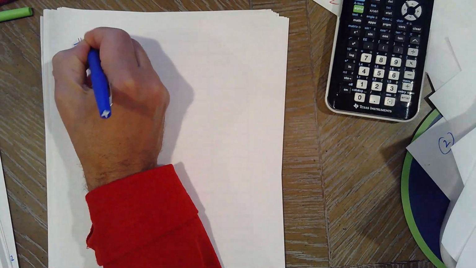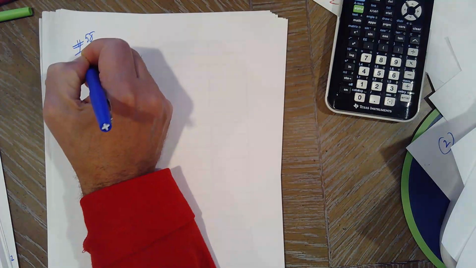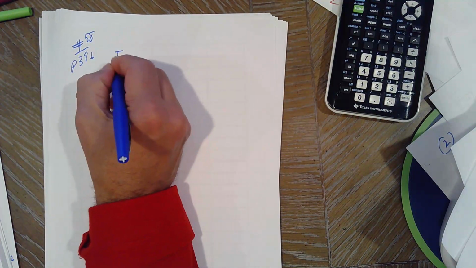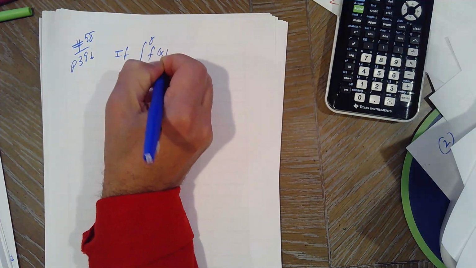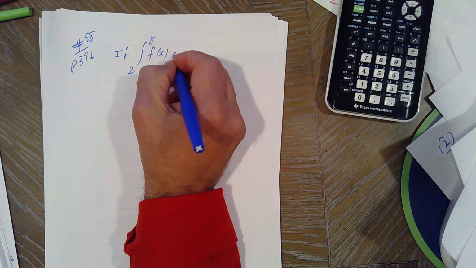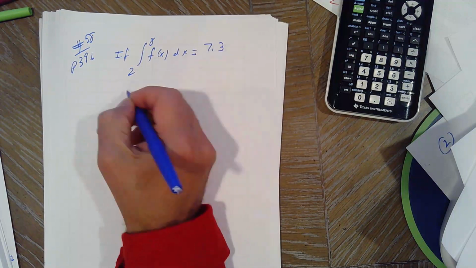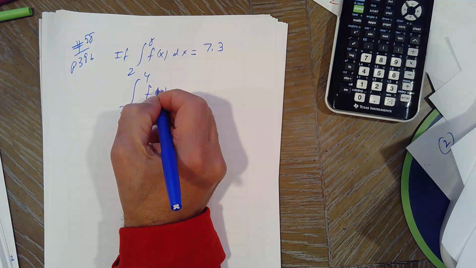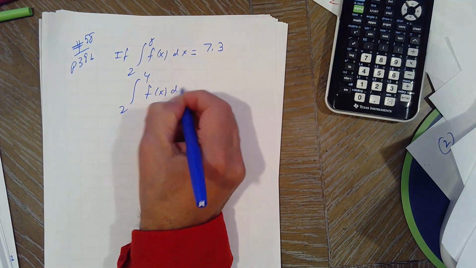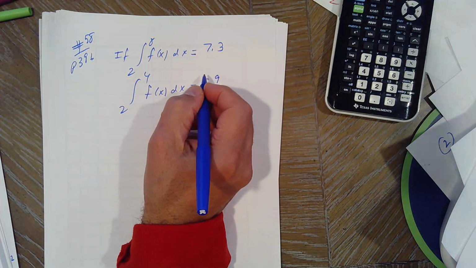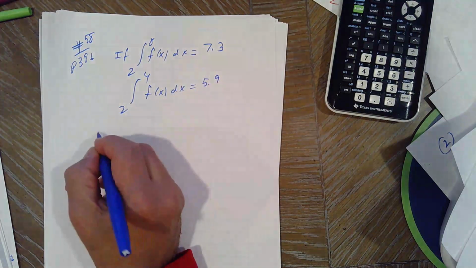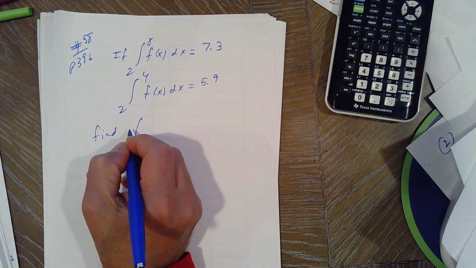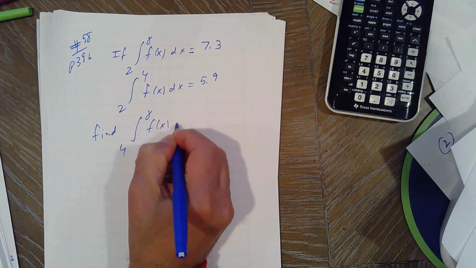Let's look at 58, page 396. It says if the integral from 2 to 8 of f(x) dx equals 7.3, and the integral from 2 to 4 of f(x) dx equals 5.9, find the integral from 4 to 8 of f(x) dx.